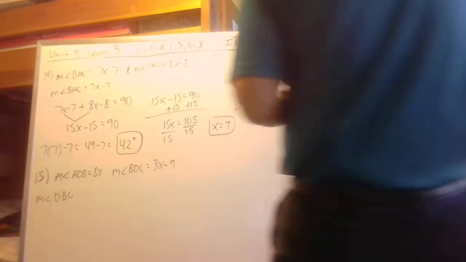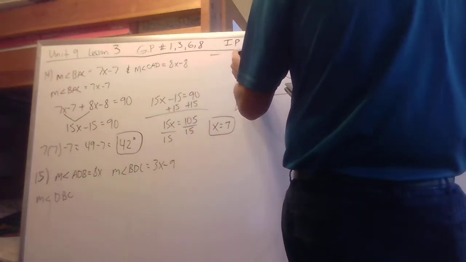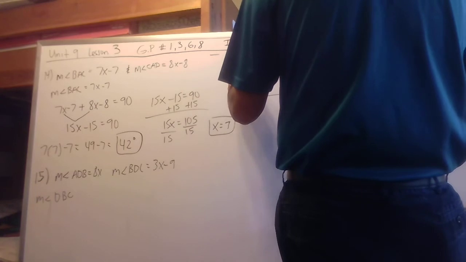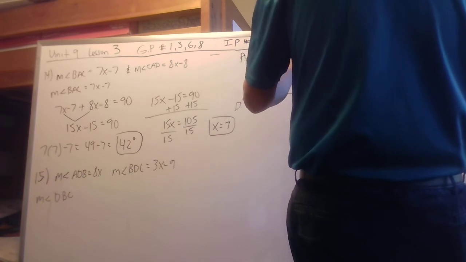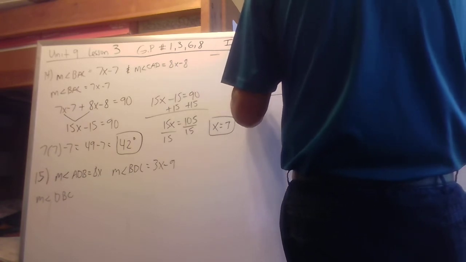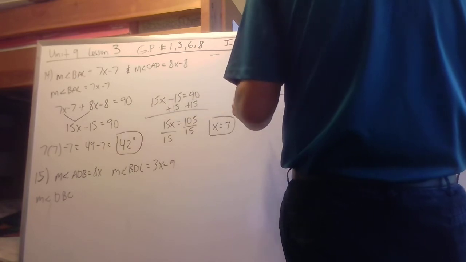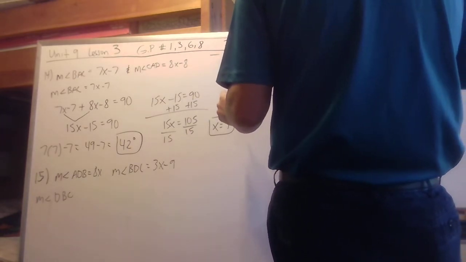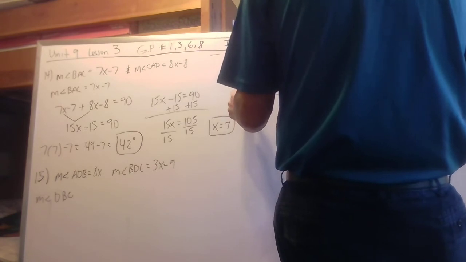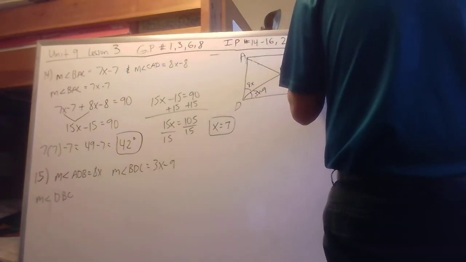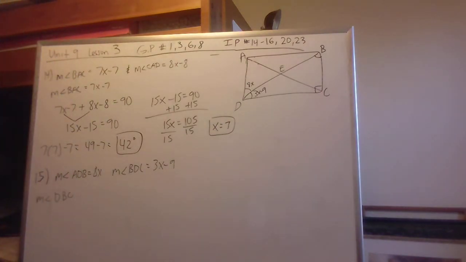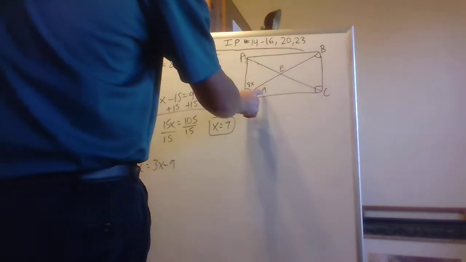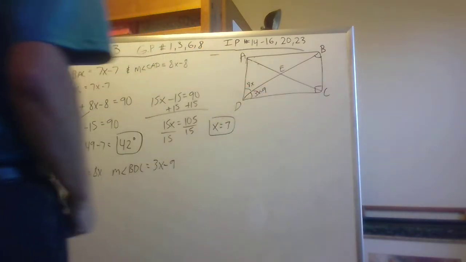So again, we're going to just go to this diagram and label. ADB, so right here, is equal to 8x. And then it says the measurement of BDC, so right here, is equal to 3x minus 9. It says find the measurement of DBC. So it wants to find this measurement right here. This is kind of like a two-step process. We're going to do exactly what we did last time. We know that these two angles right here add up to 90 degrees.